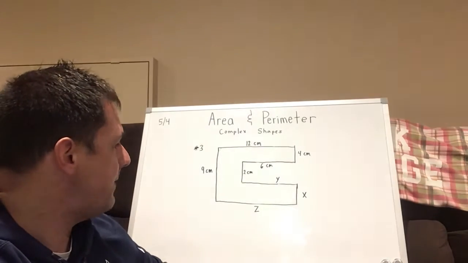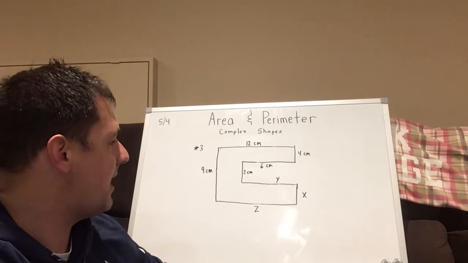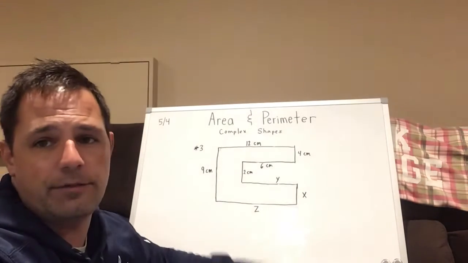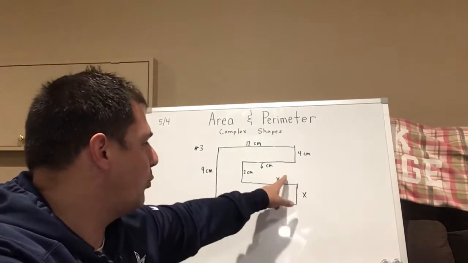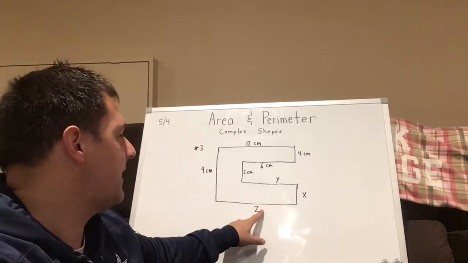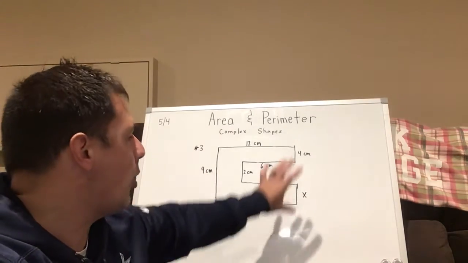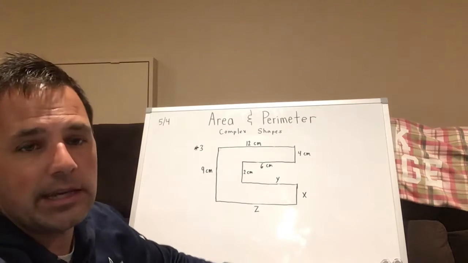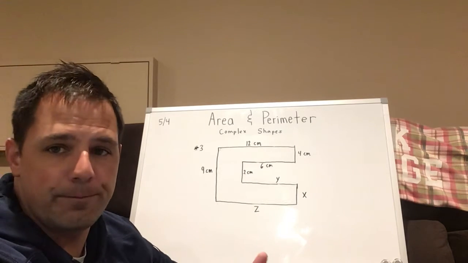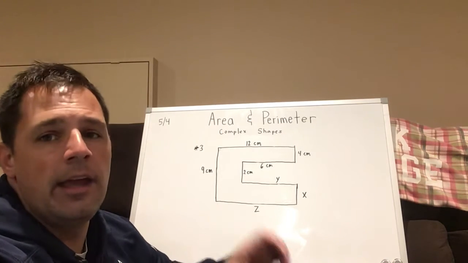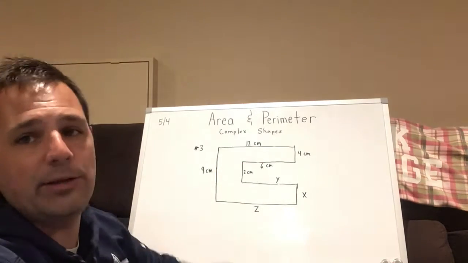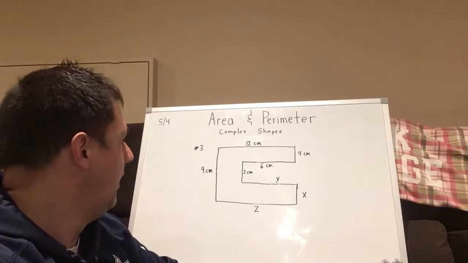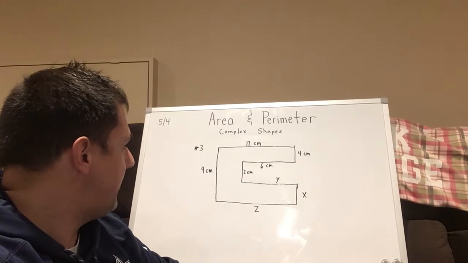We have a block letter C, and the only difference this time is you actually have 3 missing sides to figure out. So we're going to have to figure out what side X is, what side Y is, and what side Z is. And then after we have all of the dimensions for the block letter C, we'll be able to figure out the perimeter because we'll be able to add up all the sides. Then we're going to have to divide this up into squares or rectangles in order to figure out the area. So let's get started. Let's see how we do today.